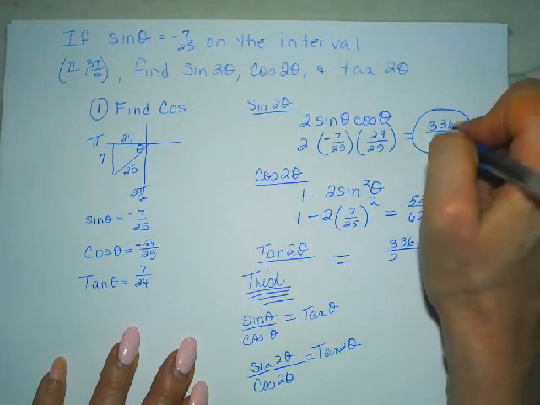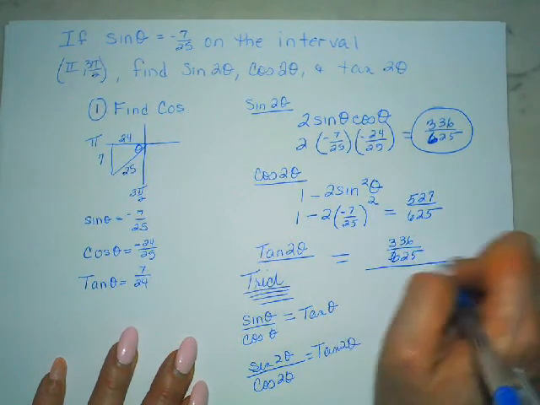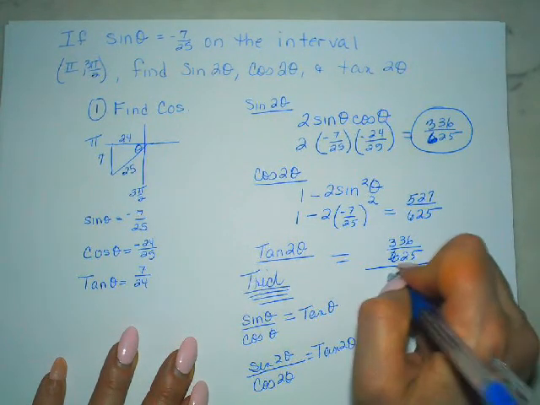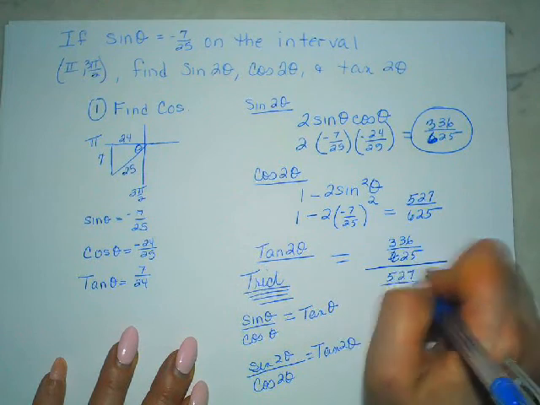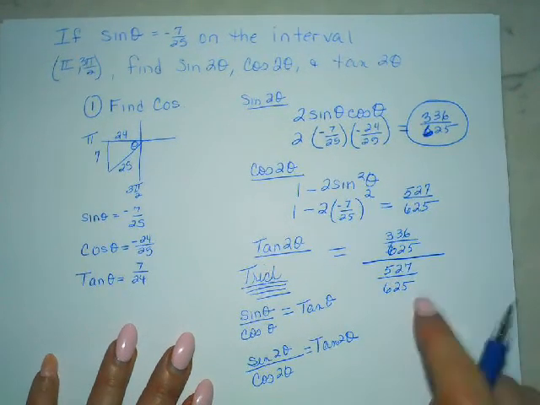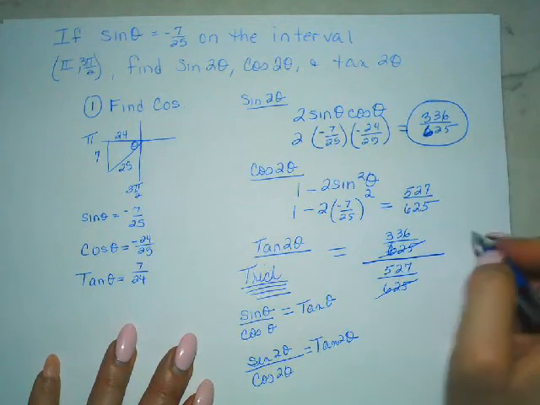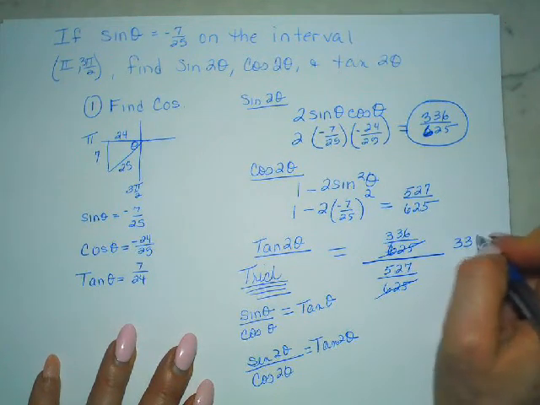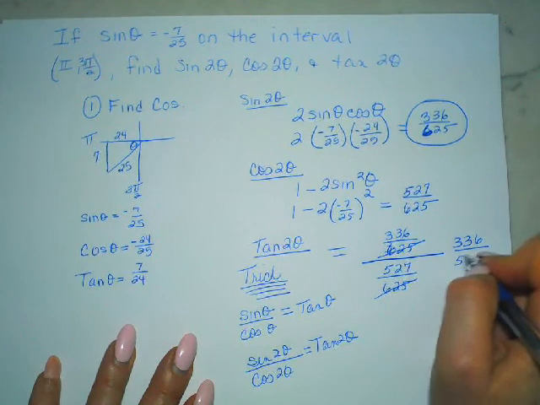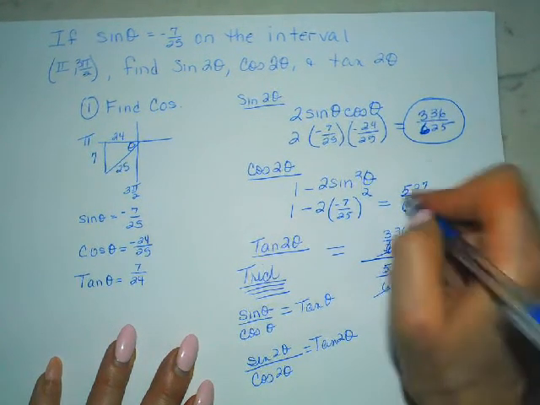336 over 2. I'm sorry, I wrote 2 there. I don't know why 6. Cameron, did you catch that one? 625 over 527 over 625. If it's sine over cosine, your denominators are the same. We know that they're going to cancel out, and you're going to be left with 336 over 527.